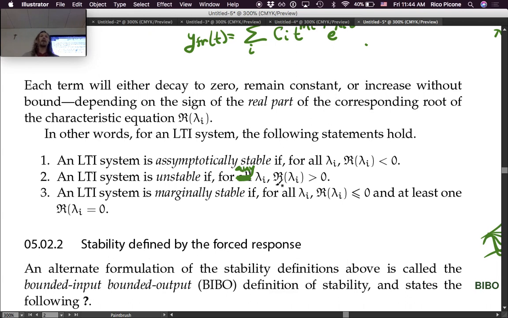And then for marginal stability, it's marginally stable if for all of the roots, the real part is less than or equal to 0, and at least one of them is equal to 0. So if all of them were less than 0, then we would just be stable, right? But marginally stable occurs if one of them is 0 or more than one is 0. At least one of them has to be 0, and the rest have negative real parts.